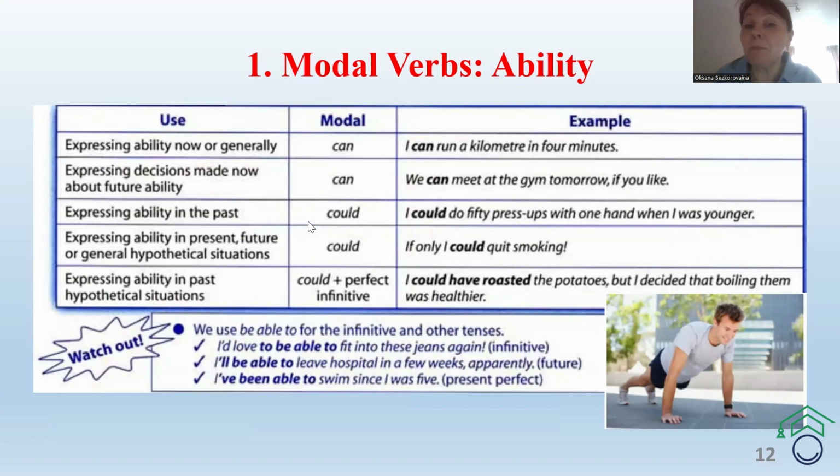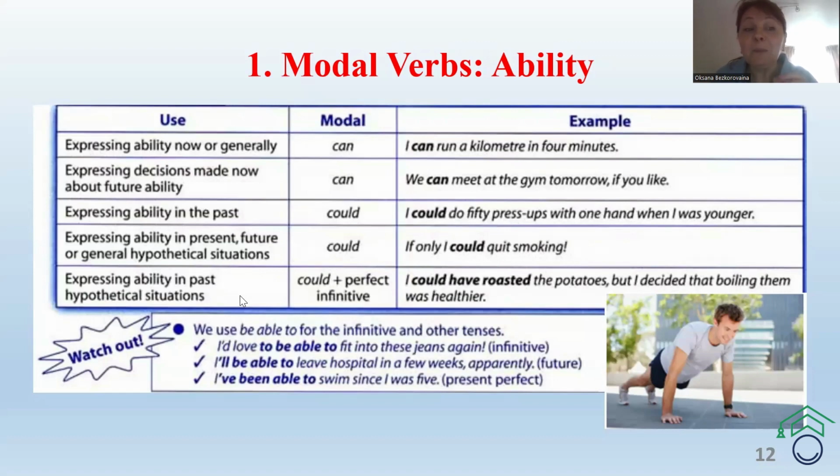Expressing ability in the past: I could do 50 press-ups, you see, with one hand when I was younger. Oh, in fact, I couldn't. 50 press-ups, that's a lot. Expressing ability in present, future, or general hypothetical situation, we use could. If only I could quit smoking. It is a conditional sentence, second type conditional. We use past simple, and here we use could.